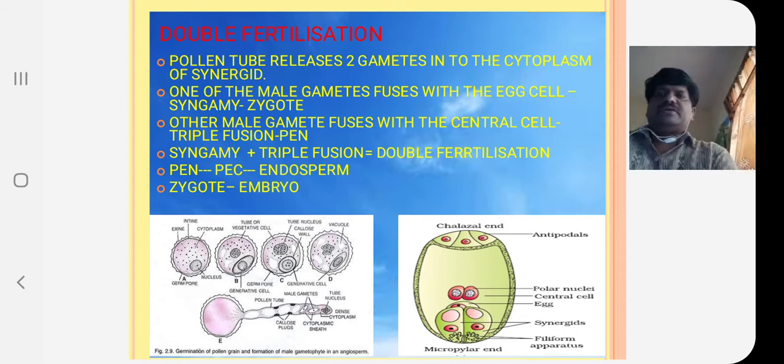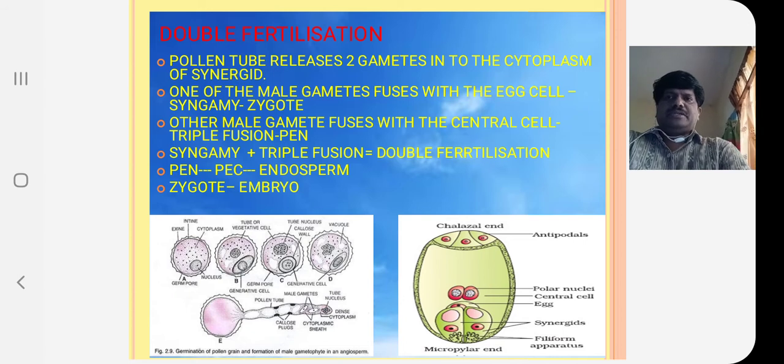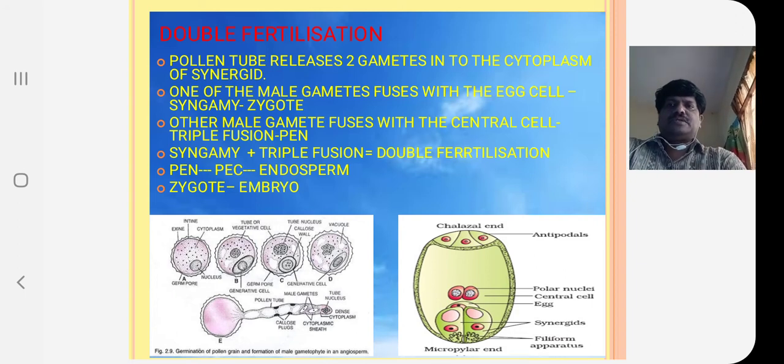The primary endosperm nucleus, PEN, forms the primary endosperm cell, and the primary endosperm cell further transforms into endosperm. The endosperm is a special structure that has reserve food in the form of protein, starch, and fats, and this nutrition is provided by the endosperm to the developing embryo, and that embryo is formed from the zygote.